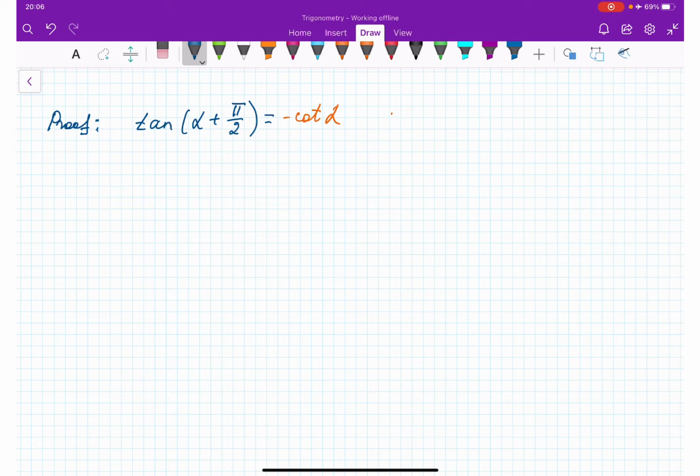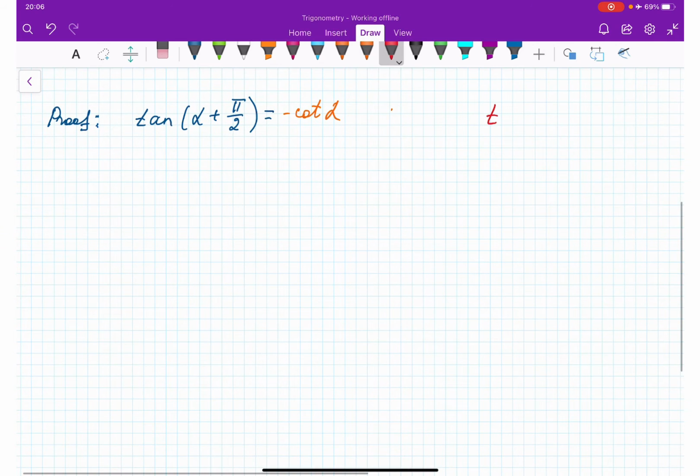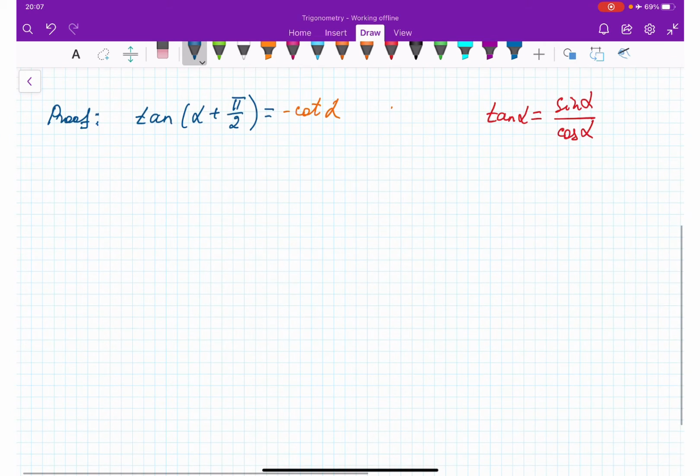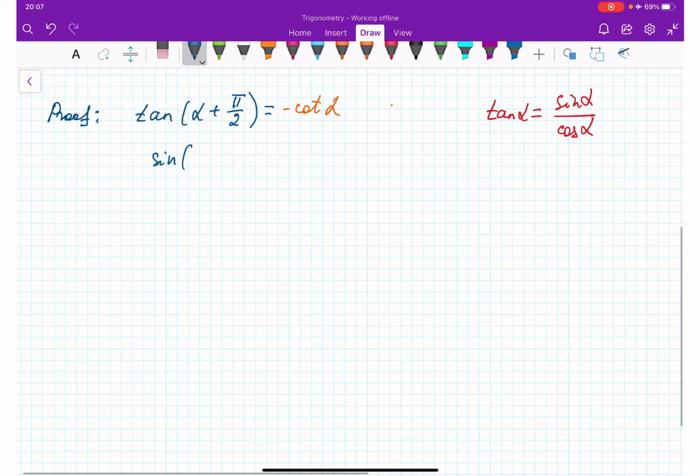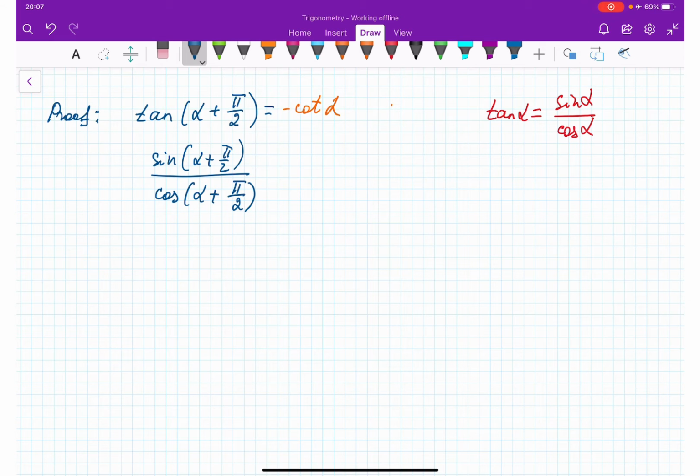By definition, tangent alpha is equal to sine alpha over cosine alpha, and this is what we will use. So instead of tangent alpha plus half a pi, we will use sine alpha plus half a pi divided by cosine alpha plus half a pi. Okay, and what do we get?